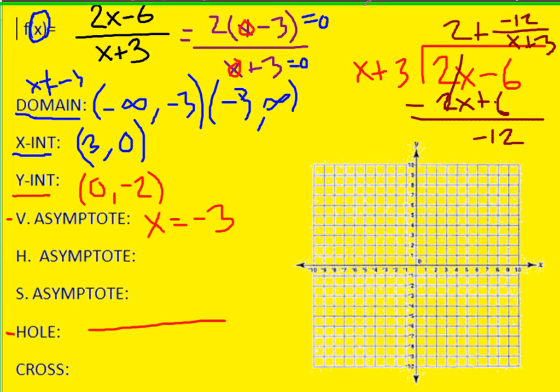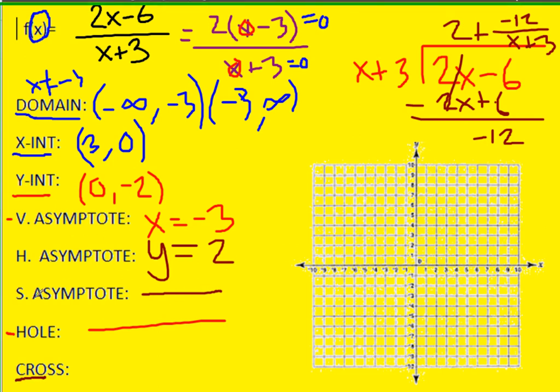Horizontal and slant asymptote is this part that you get in front of the remainder. So your horizontal asymptote is y equals 2. It's horizontal because y equals 2 is a horizontal line, not a slanted line, so there is no slant asymptote. Again, if there had been an x here, for example, that would have been a slant asymptote. So you can only have one or the other.